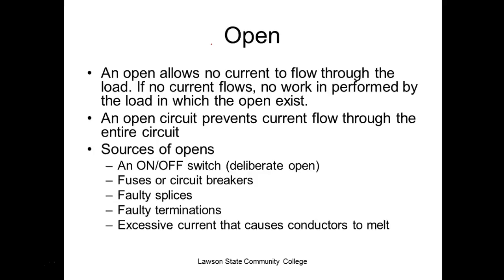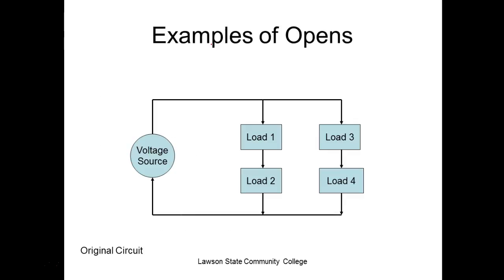And of course, we know excessive current will cause conductors to melt, right? So we get melted conductors, and that's also going to cause opens in the circuit. So this is an example of an open. What we've done is lost this set of loads. So load 3 and load 4, they're still doing their job, right? You understand? This is what's nice about parallel. Parallel means we can create opens and it doesn't affect anybody else.